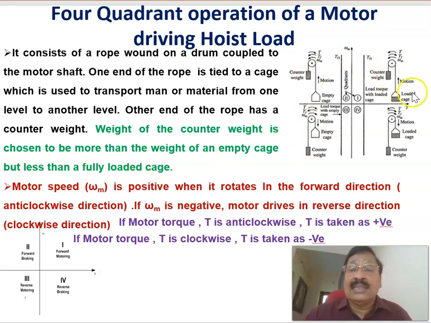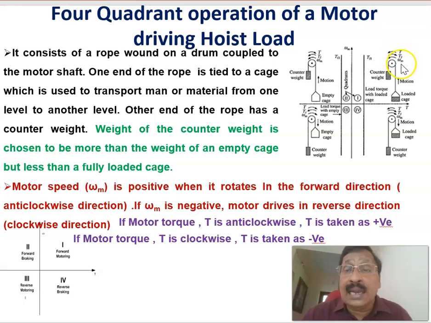This weight is less than the fully loaded cage, and it will be more than the unloaded or empty cage. Therefore, the motor speed is taken. One concept I am following is that the motor speed, angular omega m, is positive when it is rotating in the forward direction, that is, when it is rotating in the anti-clockwise direction.